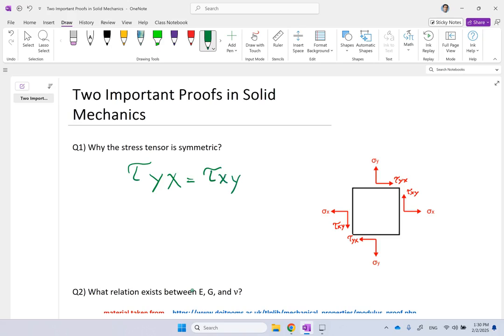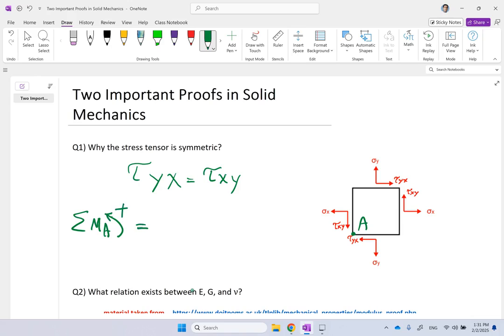The answer is yes. If you look at this 2D element here, and we neglect the changes in the element, so assume that it's just at a small local point, so the changes are very negligible, then we can show this easily by taking moments about a single point on this element. So if I take the sum of the moments about this point, let's call it point A, in any direction, doesn't matter, let's say counterclockwise.